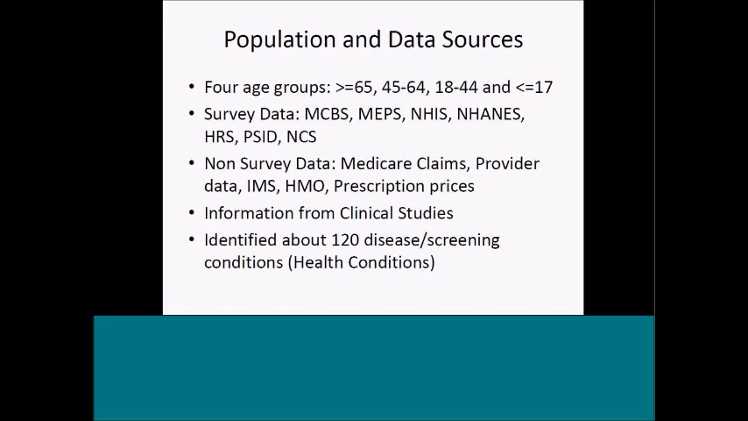Another reason that we divided this population into these 4 groups is that the data sources available are quite different. We want to make sure that we are using the maximum amount of data available in order to address the issues in these different populations. Looking at the landscape of survey data that we could use, for the elderly, by far the best data is the MCBS, Medicare Current Beneficiary Survey. There's also the Medical Expenditure Panel Survey, National Health Interview Survey, NHANES. We also have surveys like the Health and Retirement Study, Panel Study of Income Dynamics, and National Comorbidity Study.